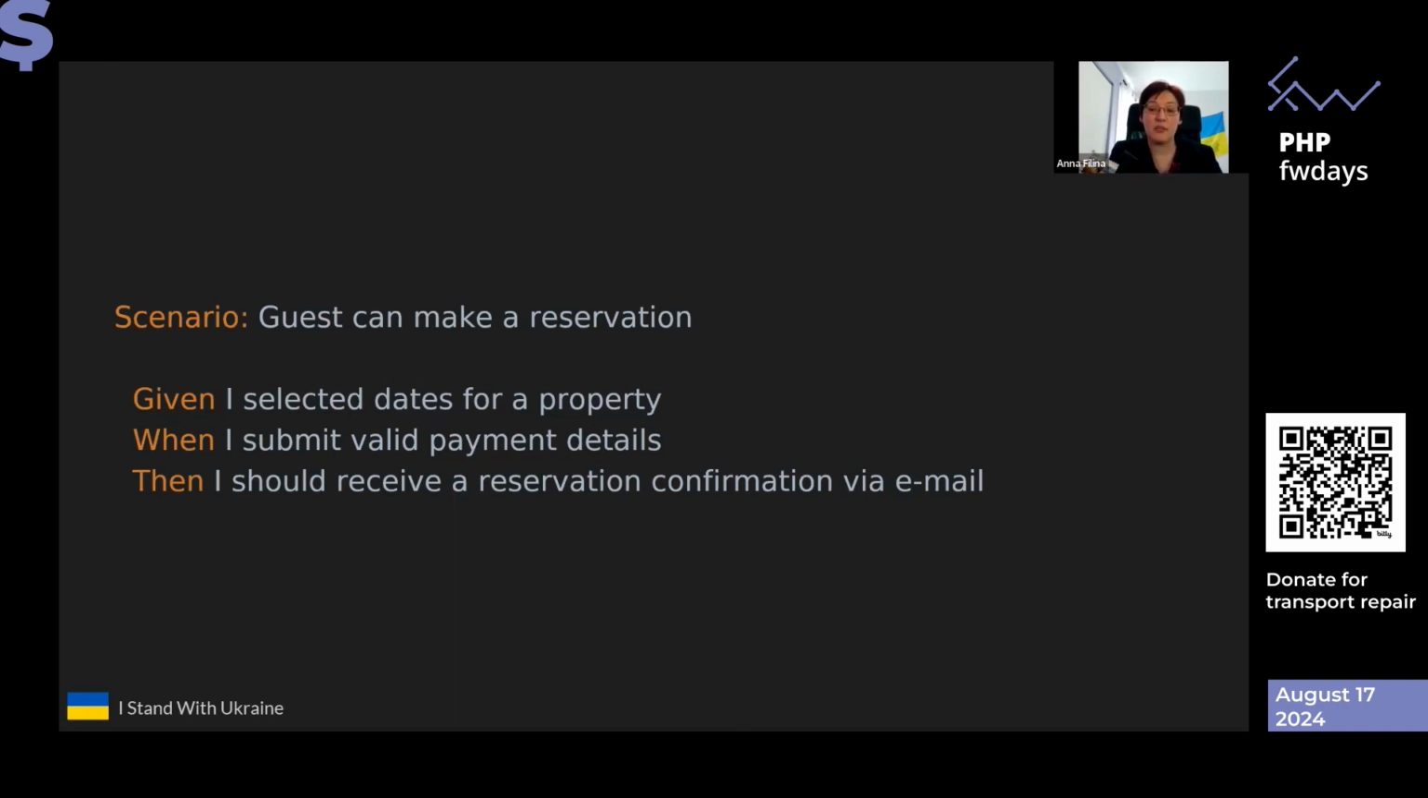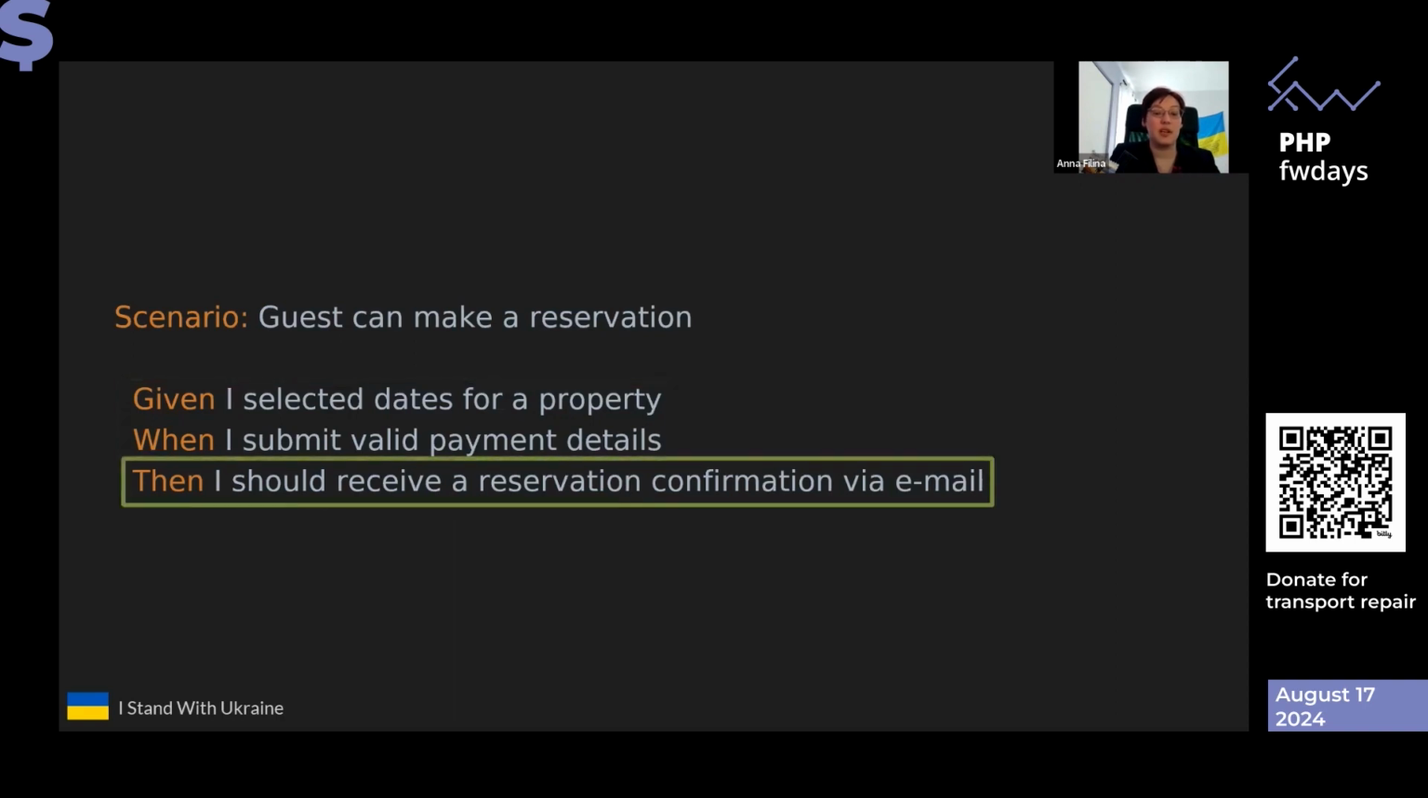Right, so before a guest can make a reservation, they clearly need to have found the property and selected some dates, right? And then they submit the payment details, and that is everything we need to know to be able to make a reservation, right? So the first step informs the amount that we are going to request. And when they submit the payment details, then they should receive a confirmation.